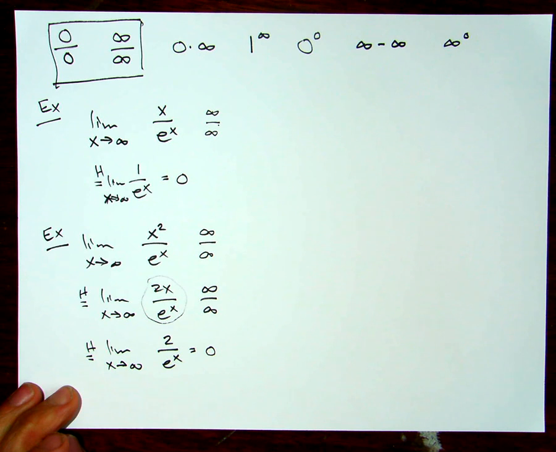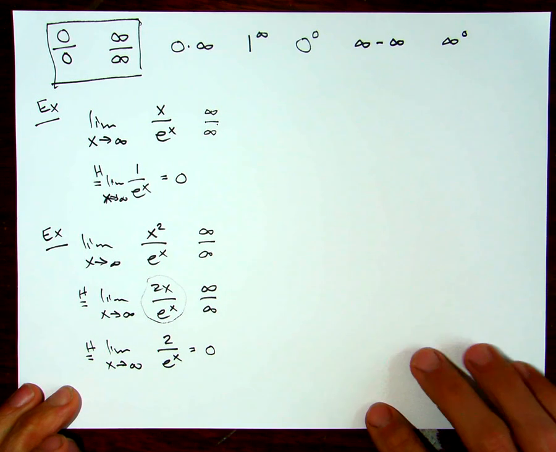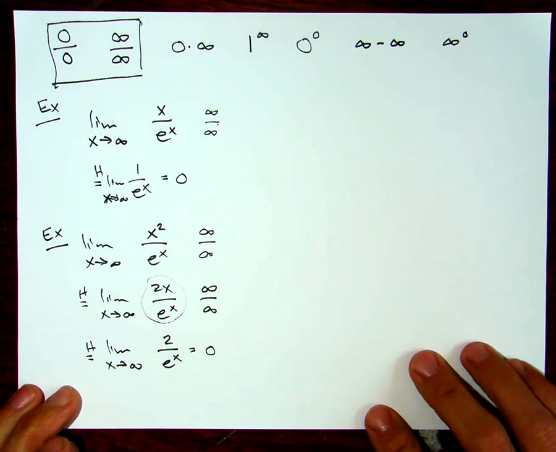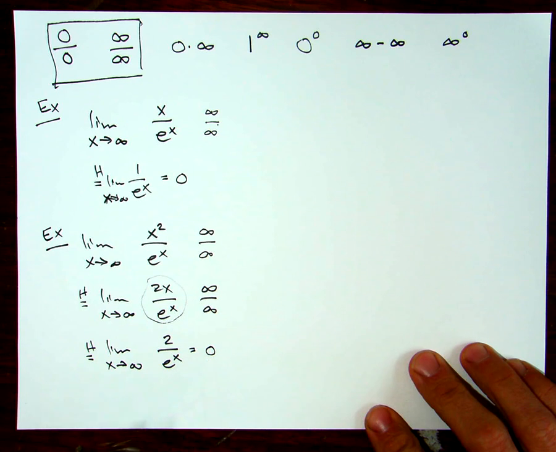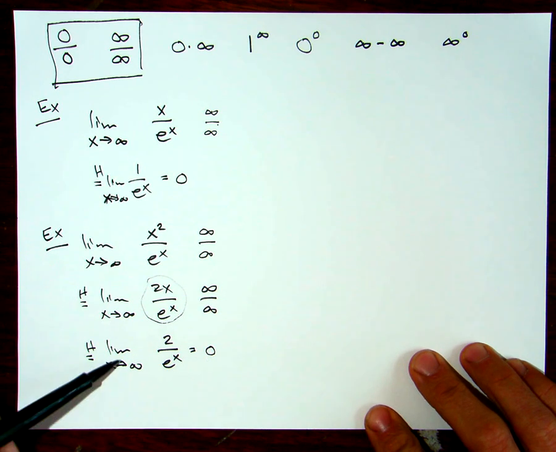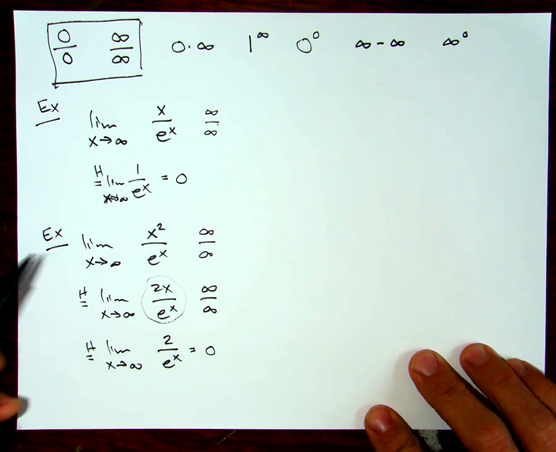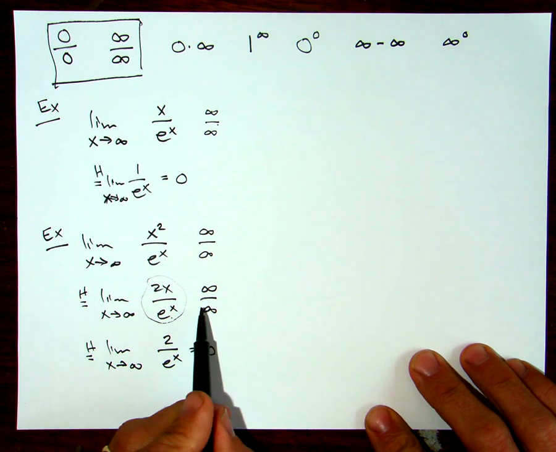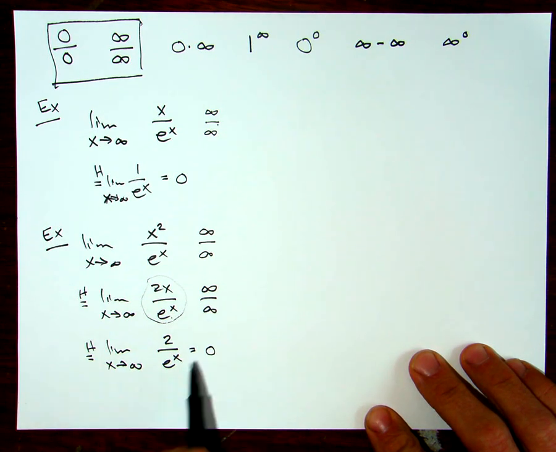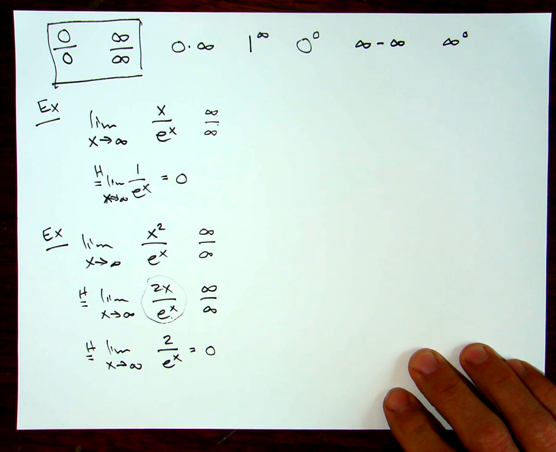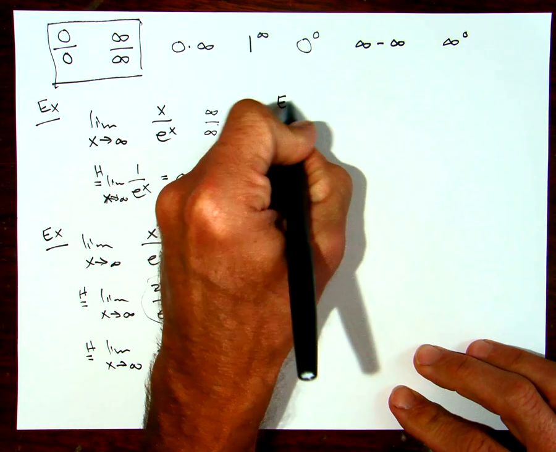So e to the x is going to basically grow to infinity much faster than x to the n, so that limit will also always be 0. So that's one part of the point of this example, but the other part is to show that you can apply L'Hopital's rule more than once. If the resulting limit is also indeterminate, then you can apply L'Hopital's rule again. Okay, let's look at another example.